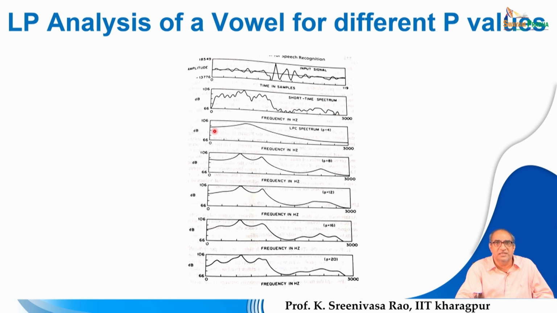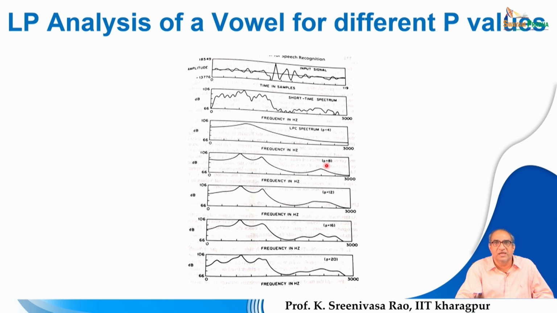The similar thing at a very gross level, if you use prediction order 4, the LP spectrum, the spectral characteristics captured for the vocal tract filter with p equals to 4, will be something like this, right? This is an approximate version, because we have considered only p equals to 4. And then if you increase the order of prediction, when you choose p equals to 8, it means we are considering the past 8 samples, right?